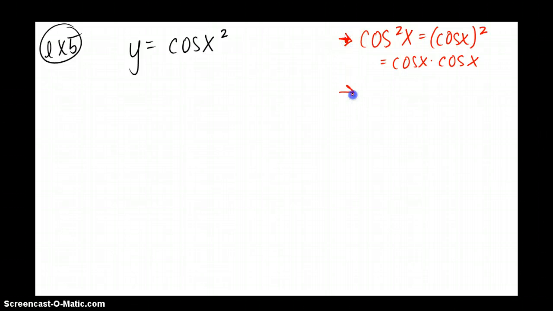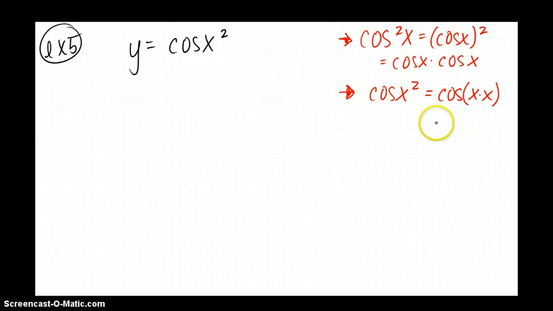When I look at this problem though, cosine of x squared, that's saying it's the cosine of the expression only is being squared. So when we look at this, I can't use product rule here. I'm not allowed to distribute the cosine, and I have one function on the outside. I have my cosine function here.